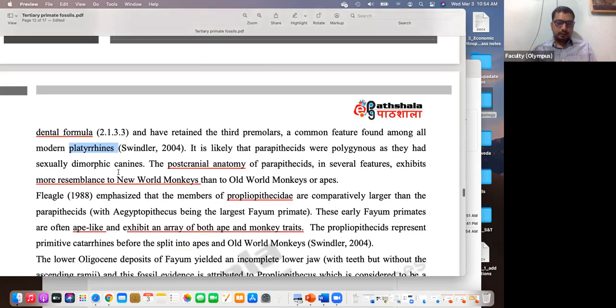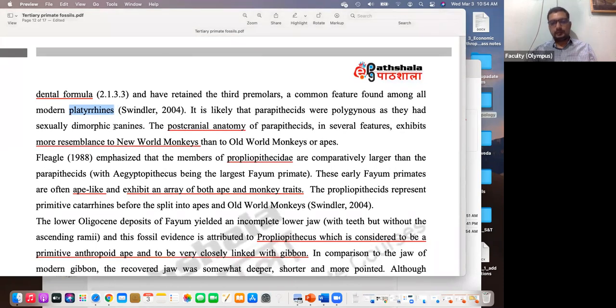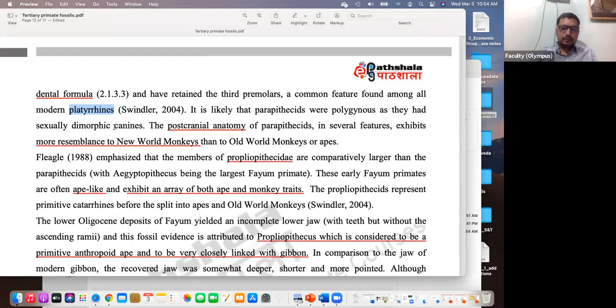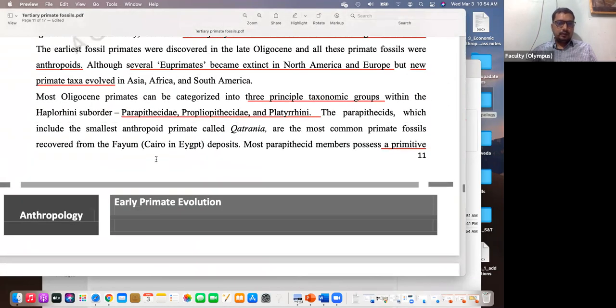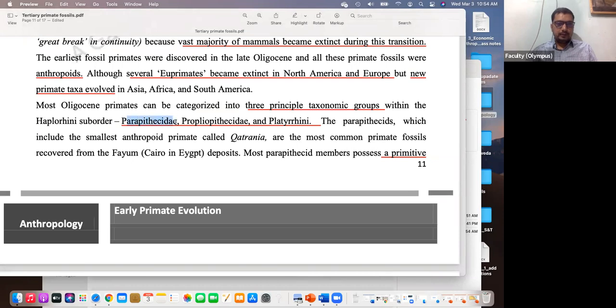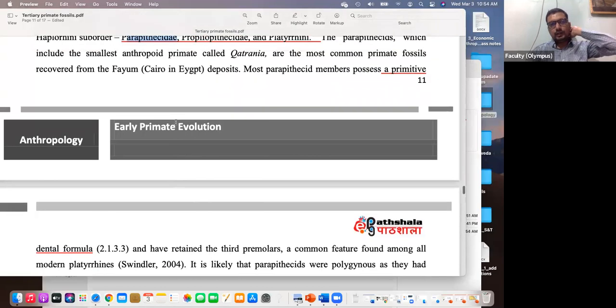Okay, what else is important for you to make a note of here? They show more resemblance to New World monkeys. So that is why platyrrhines. So the dental formula was there. If you see the cranial features of them, they were more like New World monkeys. And then the other one, we talked about briefly, Parapithecidae. Parapithecidae has primitive dental features. They are more like New World monkeys.